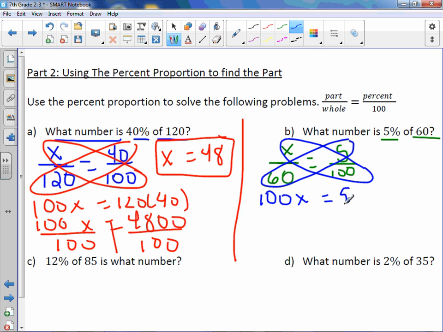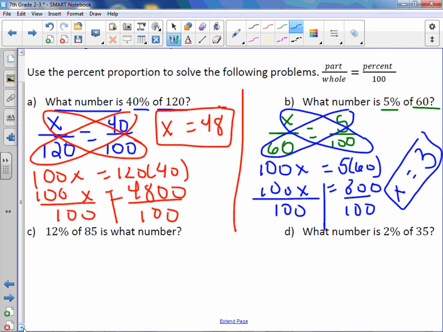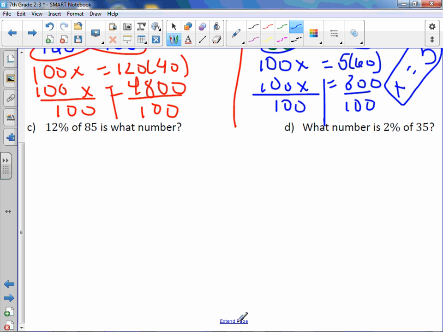100x equals 5 times 60. 100x equals 300. Divide by 100. And you get x equals 3. No percent symbol, it's just a part. Start with your blank proportion. 12%, oh, put our 100 in. 12% goes over the 100 of 85 is what number?